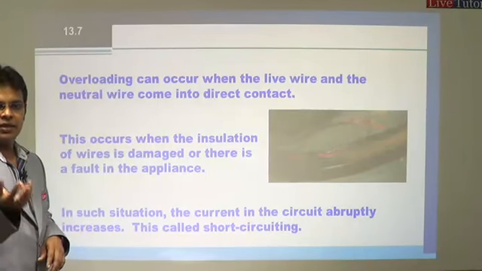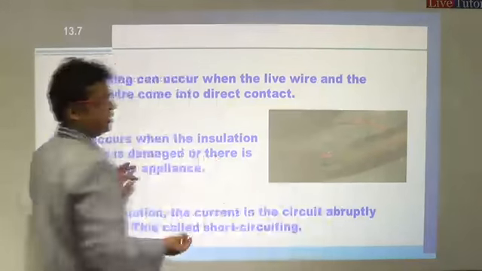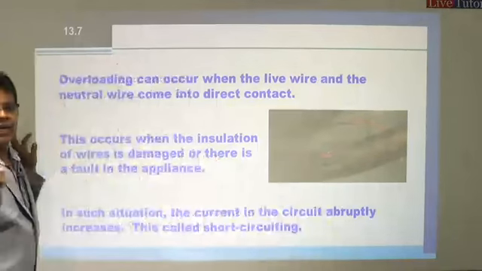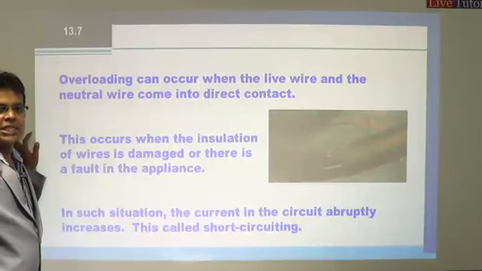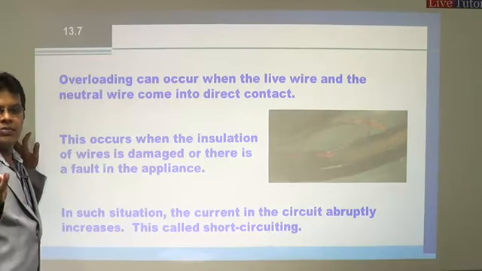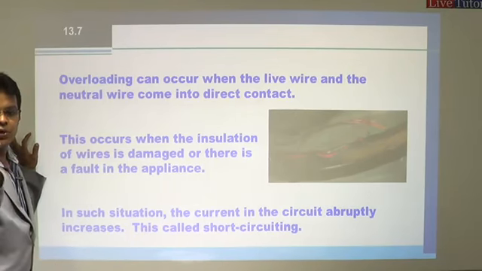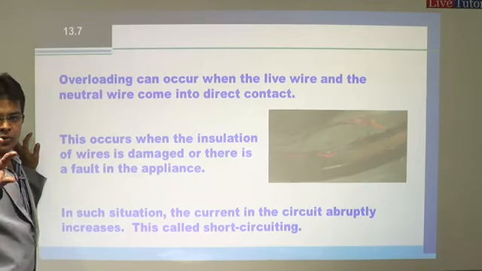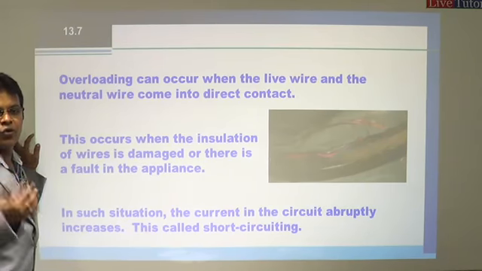Or sometimes the insulation, as I said, you can see in the diagram here. The insulation over that wire, when it is damaged, or if the appliance itself is faulty. You know that some of the appliances will have a coil. If the coil is getting damaged or the appliance has got damaged inside, that will lead to overloading. In such a situation, what will happen? Due to that overloading, the current will be abruptly changing. It will start increasing. High current will be flowing through that.